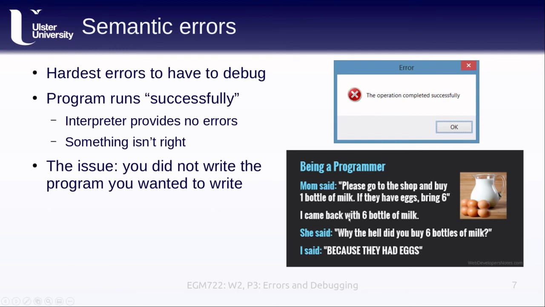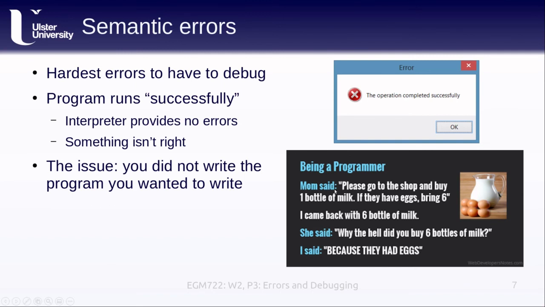So I've included a little joke here where your mom asks you to please go to the shop and buy a bottle of milk. If they have eggs, bring 6. You come back with 6 bottles of milk. Mom is upset. She says, why did you buy 6 bottles of milk? And you say, well, because they have eggs. Because the instructions that you were given were to, if they have eggs, buy 6 bottles of milk.